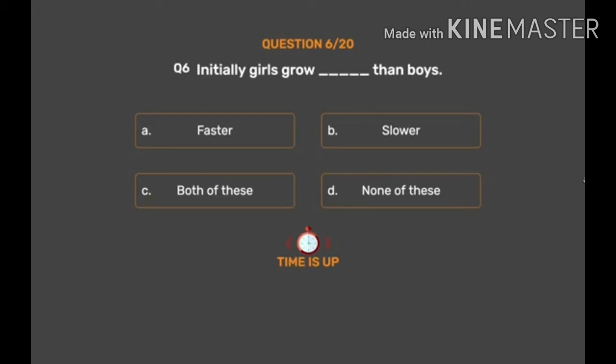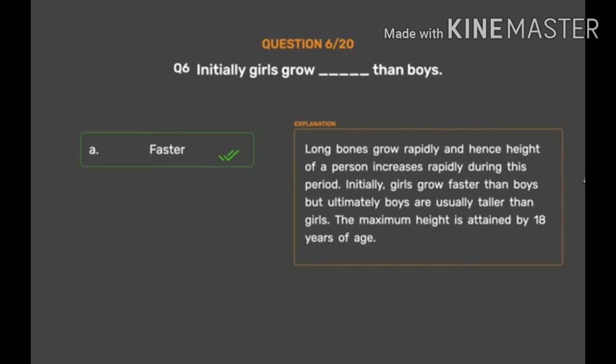The correct answer is option A, faster. Long bones grow rapidly and hence the height of a person increases rapidly during this period. Initially, girls grow faster than boys, but ultimately boys are usually taller than girls. The maximum height is attained by 18 years of age.